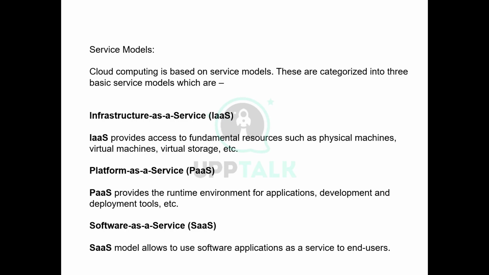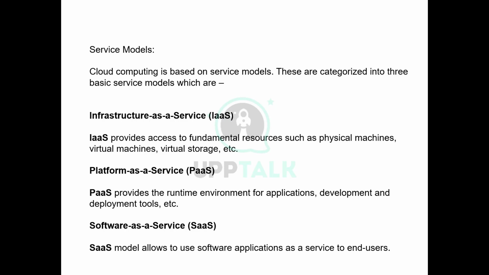So what is infrastructure as a service? IaaS provides the fundamental resources such as physical machines, virtual machines, and virtual storage. What I just described in on premises, you need to manage everything. But in IaaS, you just need to manage application, data, runtime, and middleware on operating systems. The rest is managed by the cloud service provider, like virtual servers, storage, and networks. Basically, IT administrators use IaaS.